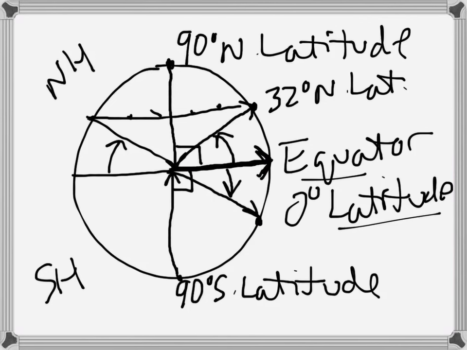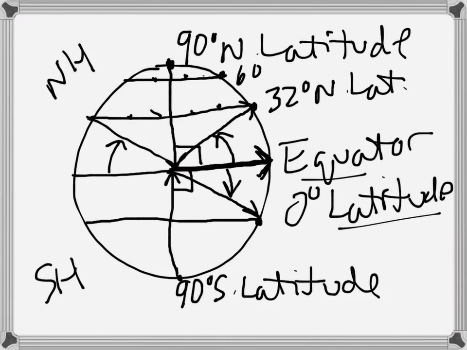And the same is going to be true down here in the southern hemisphere. All along this line, you're going to be at 32 degrees south latitude. Well, what about somebody who's up here at maybe 60 degrees north latitude? They're not the only ones. This is 60, this is 60, this is 60. So this entire line also represents 60 degrees north latitude.